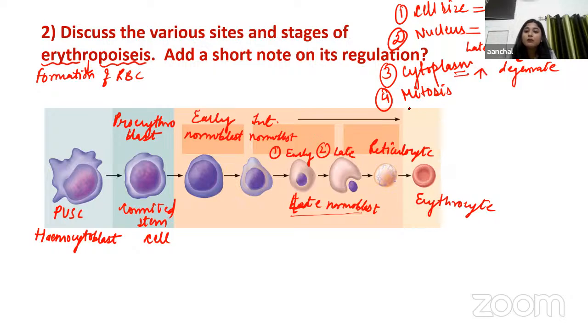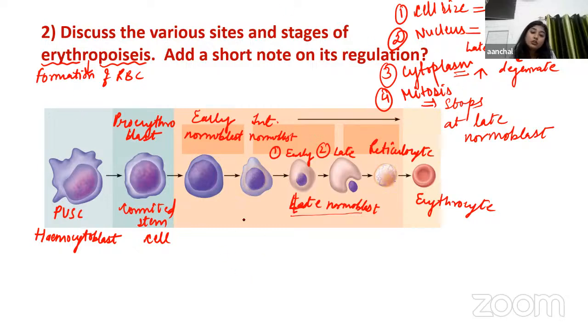Right? Then talking about mitosis, about cell division. As we know, if the cell has no nucleus, there will be no division. So basically the division of the cell in RBC stops at late normoblast, right? So in all these stages, the mitosis will be there, but the mitosis will stop at late normoblast. Right? So this is all about erythropoiesis.